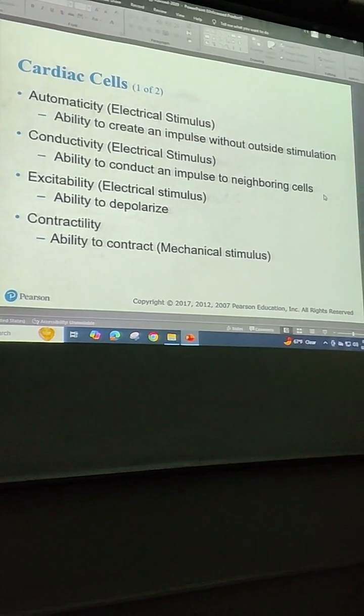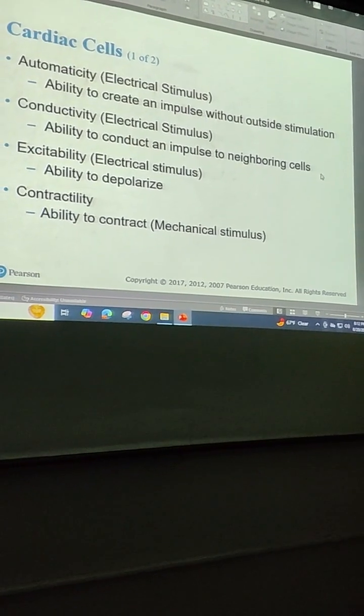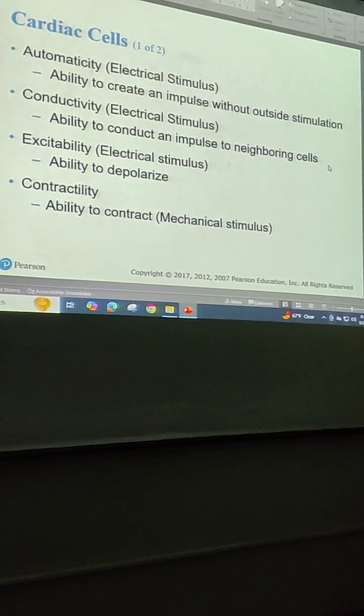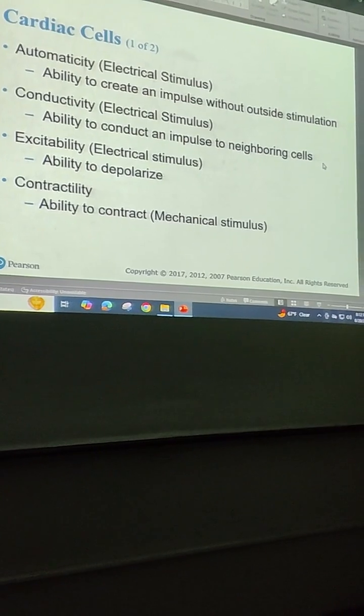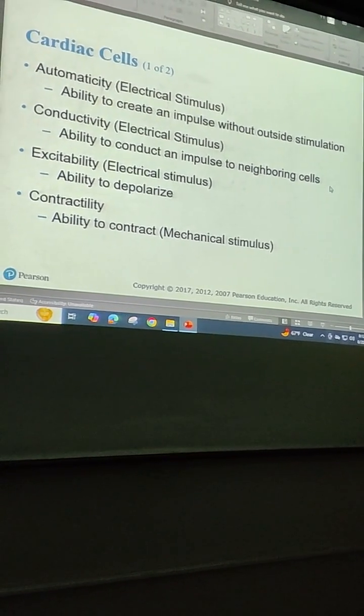So the term that we're going to use to describe someone who doesn't have a pulse is pulseless. Remember, no pulse.